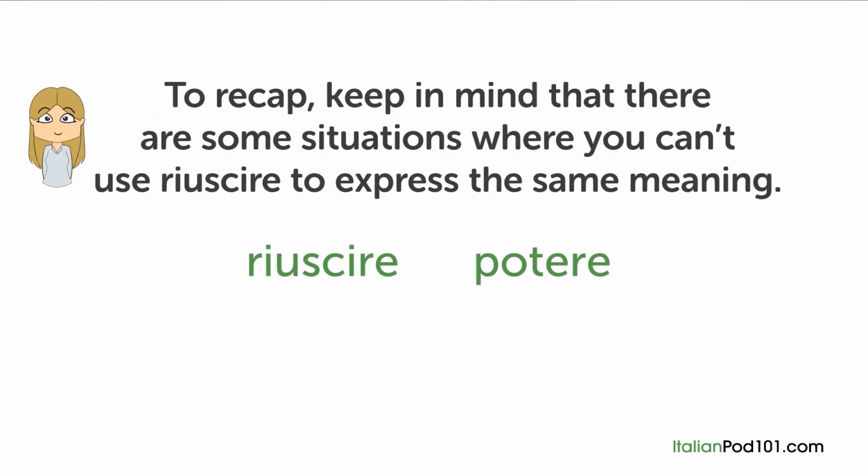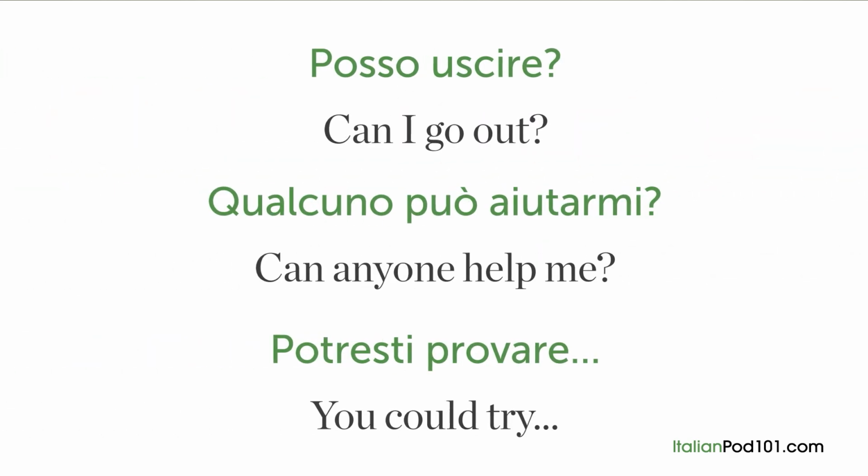To recap, keep in mind that there are some situations where you can't use riuscire to express the same meaning. Situations like when you ask for permission, posso uscire? Can I go out? When you ask for someone's help, qualcuno può aiutarmi? Can anyone help me? When you make a suggestion, potresti provare? Could you try?